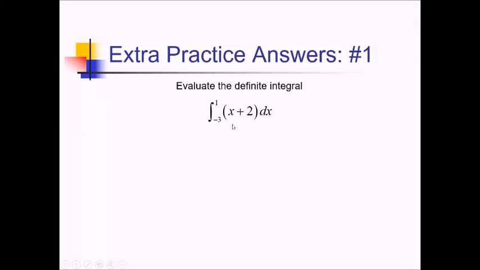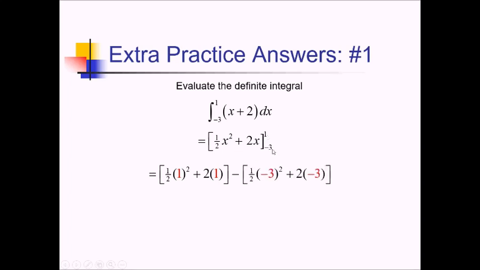For this one, we're trying to evaluate this definite integral. So let's start by taking the antiderivative of the integrand here. Using our reverse power rule, this is going to be 1/2 x squared plus 2x, all of that evaluated from -3 to 1. So we have all of this stuff with 1 plugged in, minus all of this stuff with -3 plugged in.